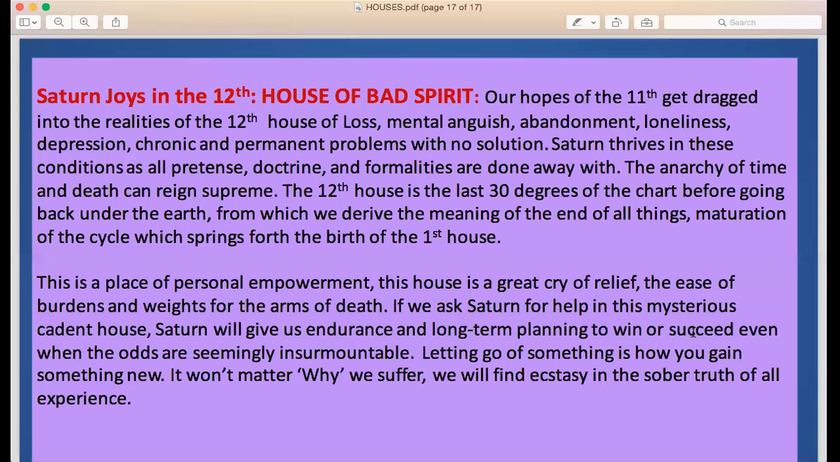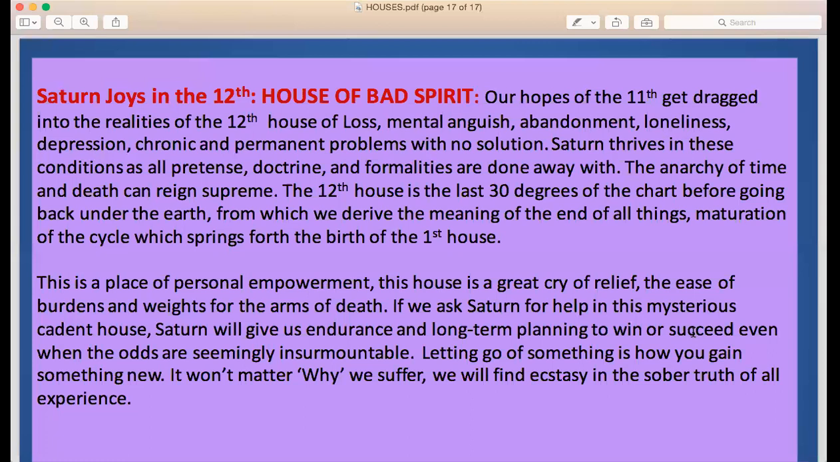It's a disruptive house. The 12th house is the last 30 degrees of the chart, and the end of all things. But this can be a house of personal empowerment, like I mentioned. If you've been carrying along the burden of a body that's been not well, it can be good to let go. It's a great cry of relief. And if we ask Saturn for help in this mysterious Ketan house, he will give us endurance and long-term planning to win or succeed, even when things seem insurmountable, right?